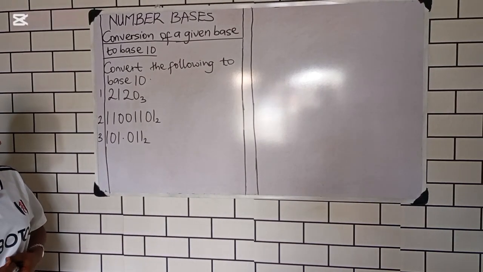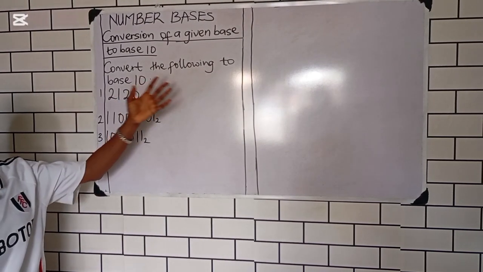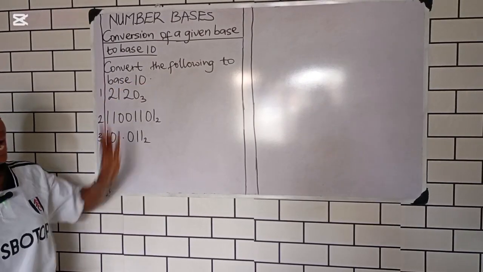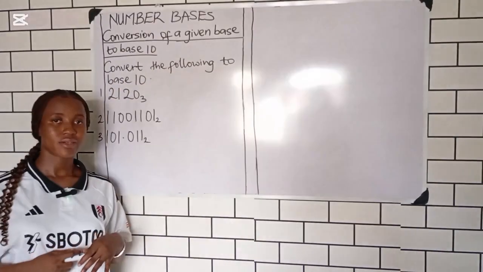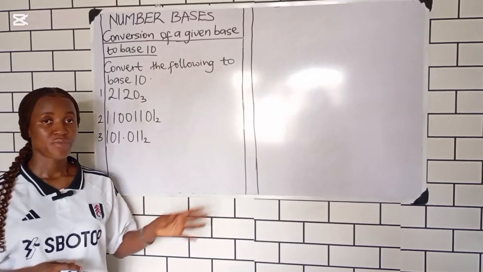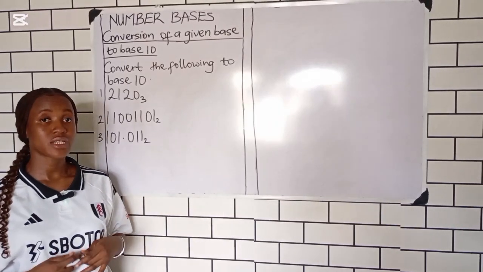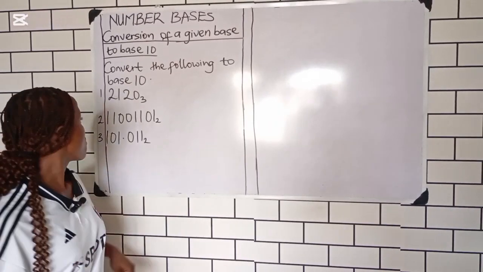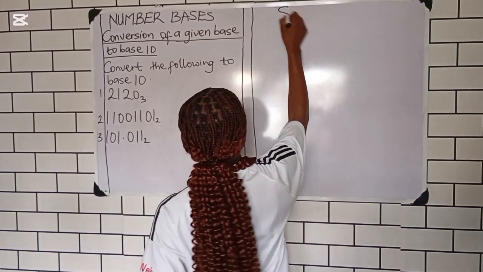Now we are given three questions here. They say we should convert the following to base 10. Another name for base 10 is denary. It's the same thing as base 10, while binary is another name for base 2. Now moving further, solutions.